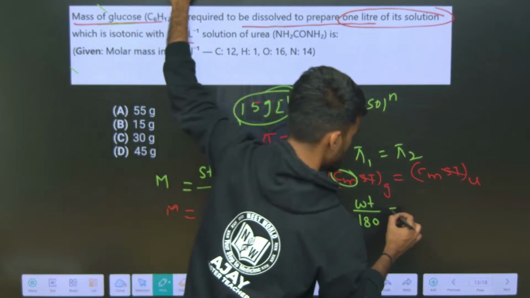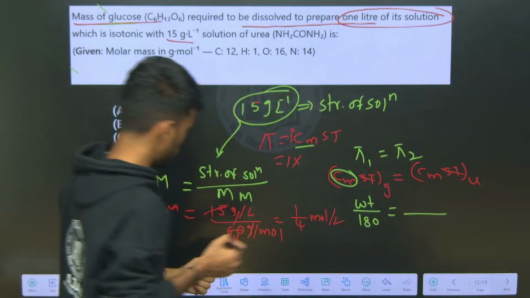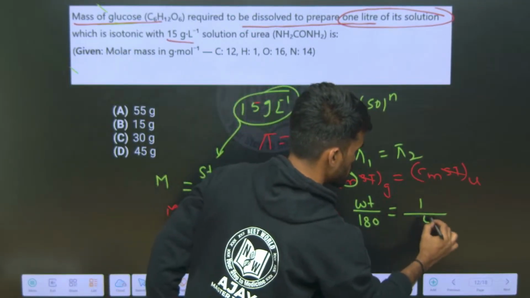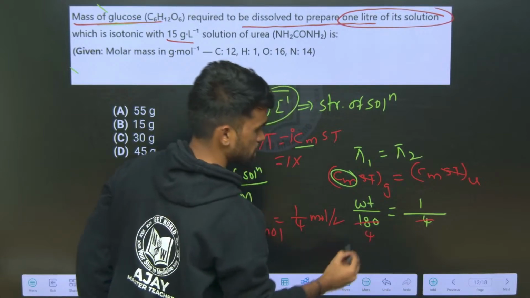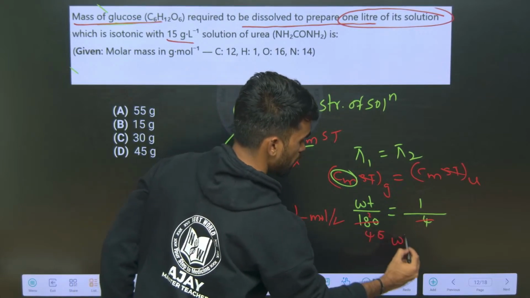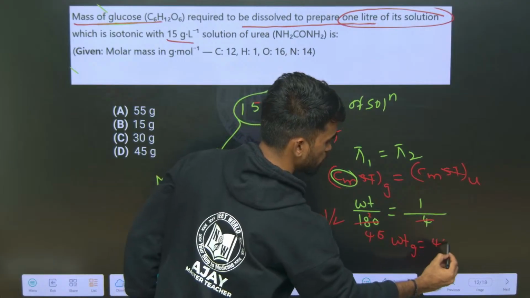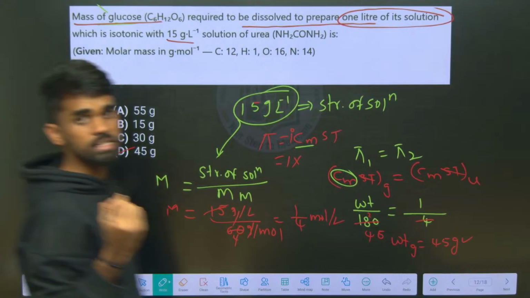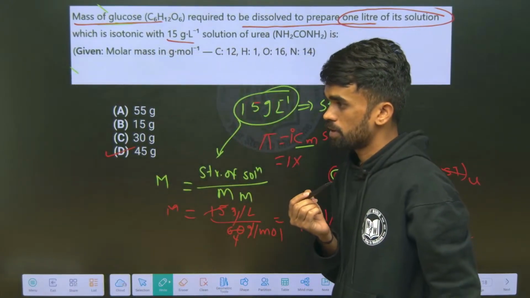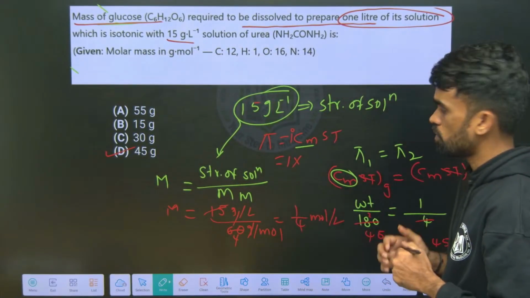Here, which is equal to, how much did we get? This is 1 by 4, we got the molar concentration as 1 by 4. So now how much is it? 4 1s are 4, 4 4s are 16, 4 5s are 20, that is 45. So the weight of glucose required is 45 grams. So option number D is our answer for this question. Right? Yes. Let us move forward.